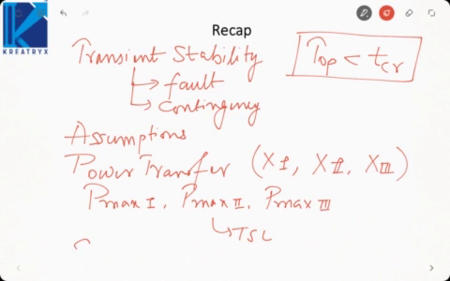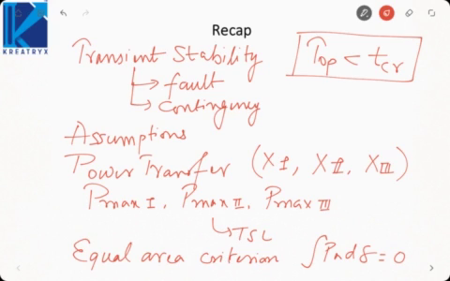And the last we saw was the equal area criterion, which was a special case of the swing equation for a single machine or two machine system, which stated that the integral of Pa d delta must be 0. That is, the area under the accelerating power curve must be 0. So in this lecture we will consider different cases of transient stability analysis and we will apply the equal area criterion to each problem so as to determine the stability criteria.